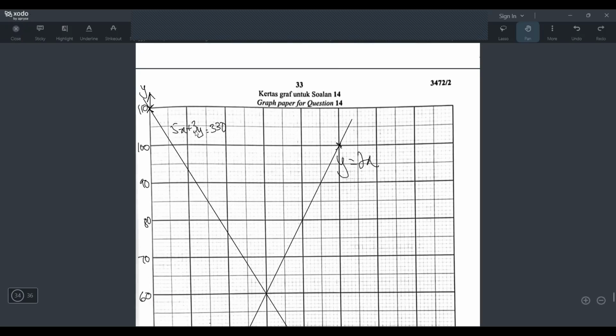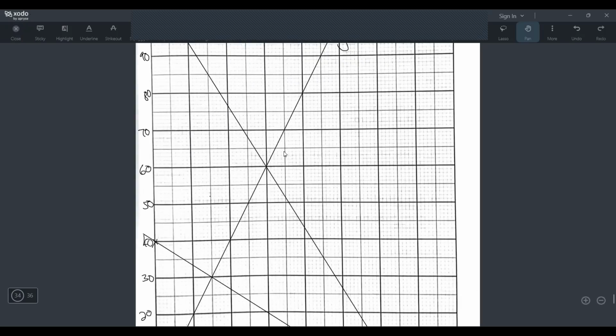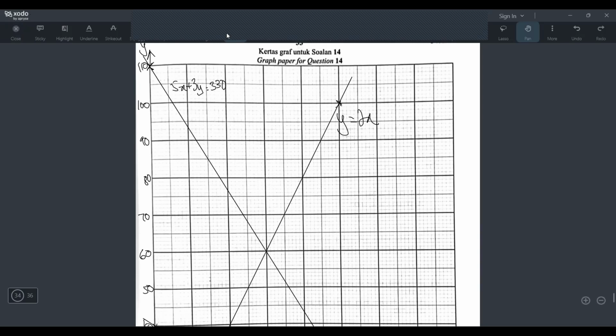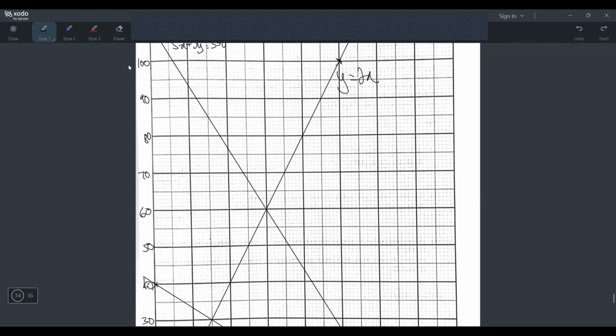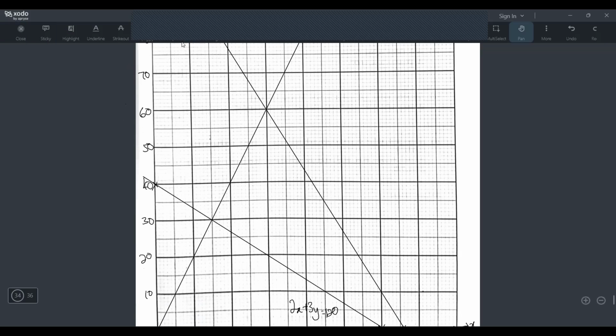The 5x plus 3y line. Okay, that's why I asked you to write the equation. So the 5x plus 3y line is this one, right? So I have to shade below this line. It means my region R confirm it has to be below this line.